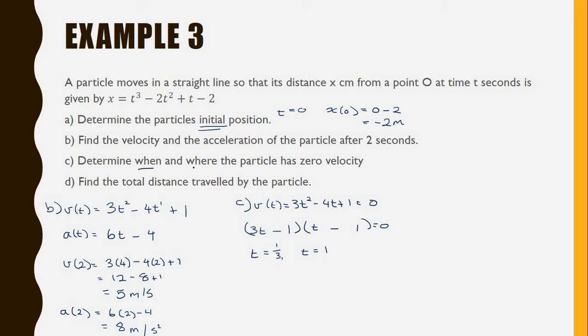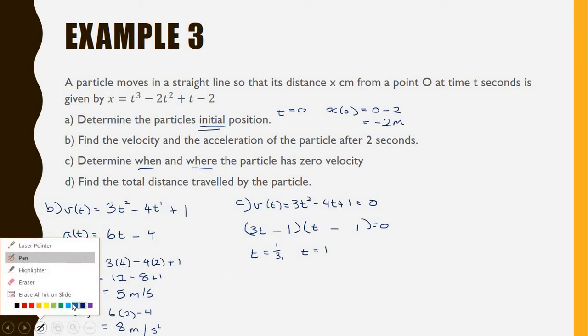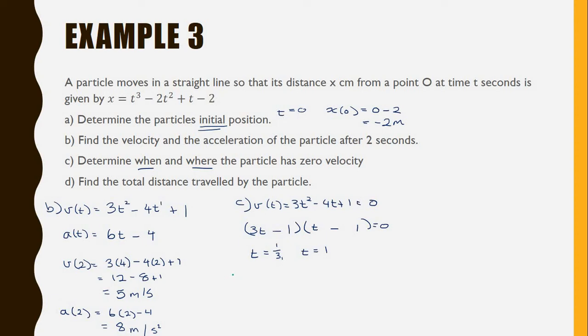That's the when, but we also need the where. So for the where, we need to substitute this in to my position equation. So where relates to position. So I'm going to have x of 1. Let's work out that one first. So I've got 1 cubed minus 2 times 1 squared plus 1 minus 2. So that's 1 minus 2 plus 1 minus 2. That's negative 2 meters. X of 1/3 is a bit trickier.